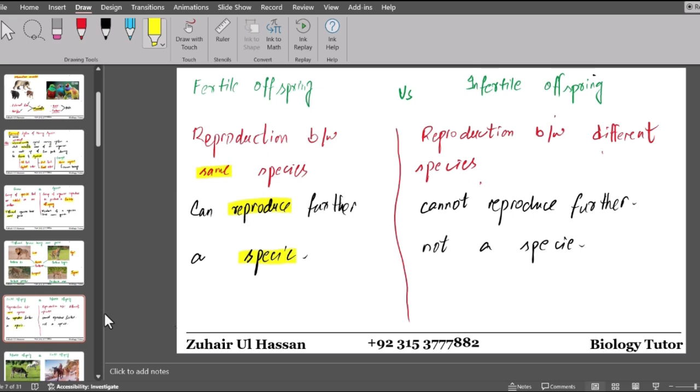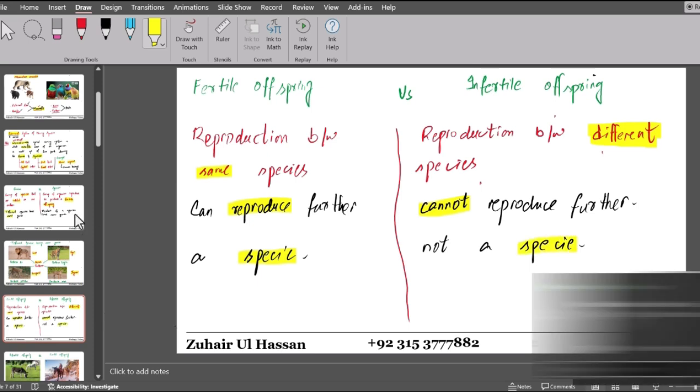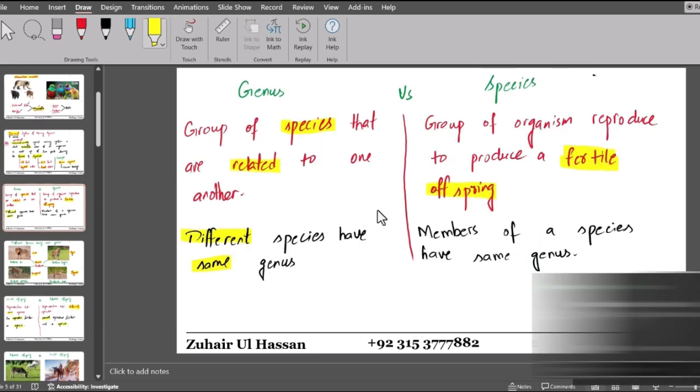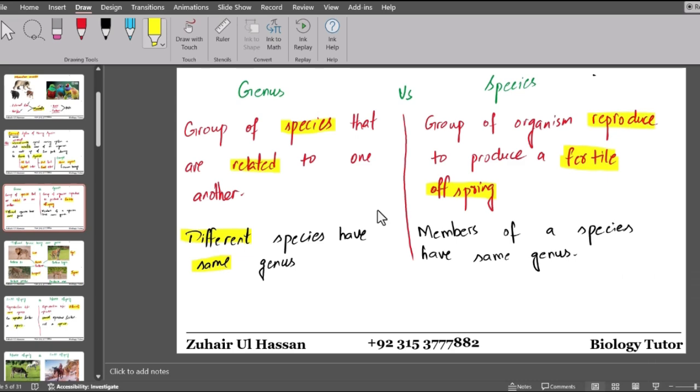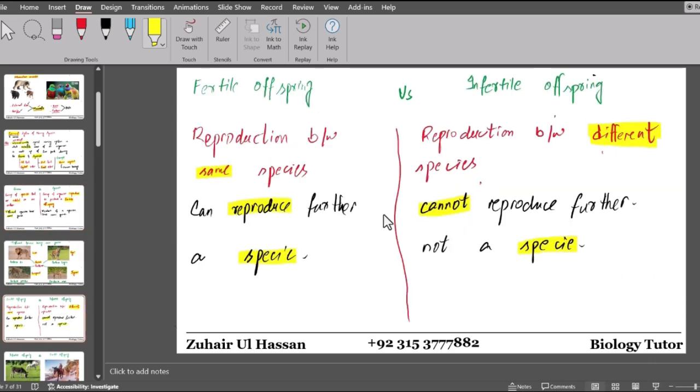But if the reproduction is taking place between two different species, then the offspring that would be produced will be known as infertile offspring, and infertile offspring cannot reproduce further. And when it cannot reproduce further, it won't be a species, because in the definition of species you have seen that the species must be reproducing. Infertile offspring cannot reproduce, so that won't be a species.